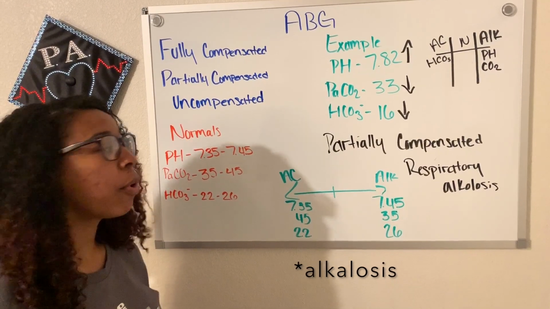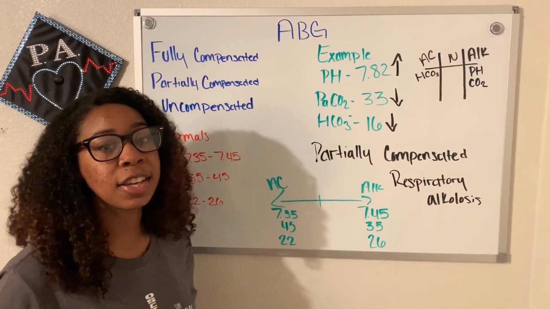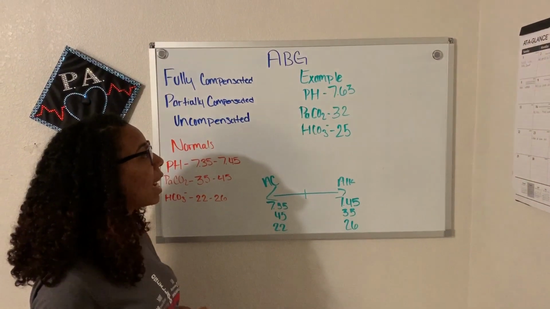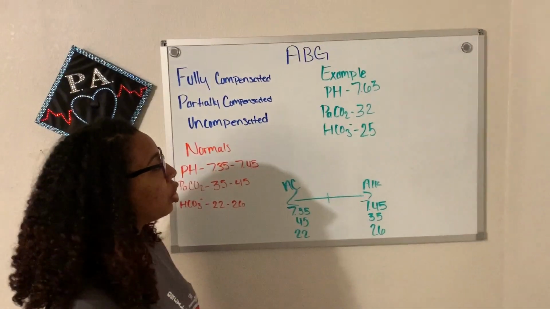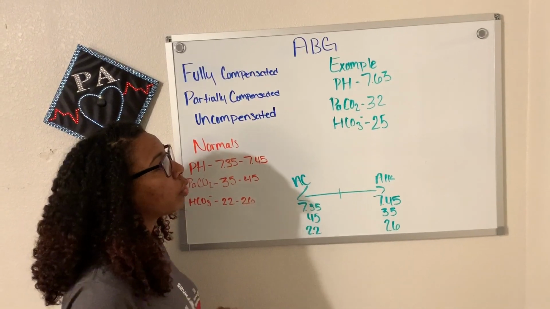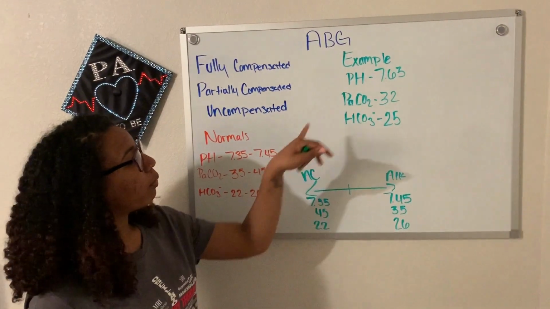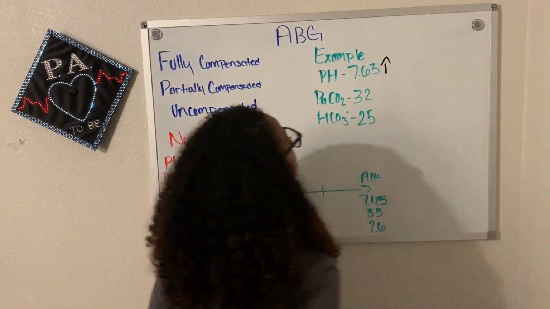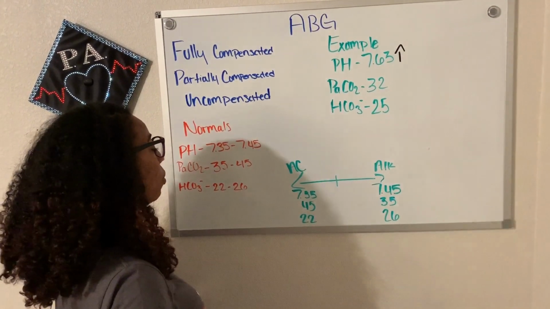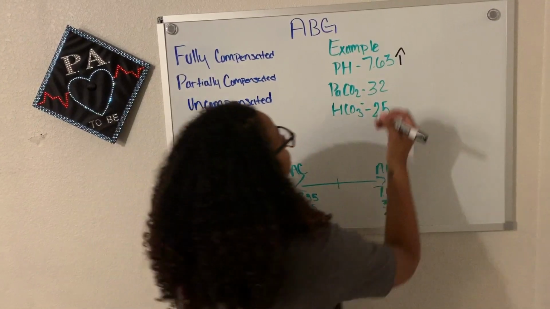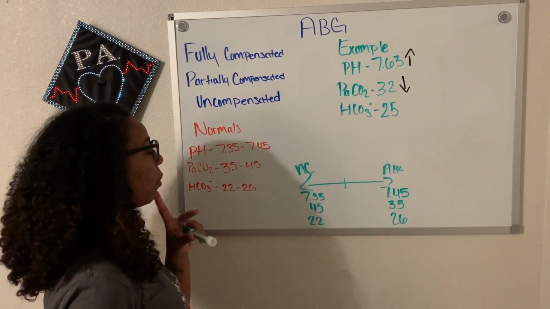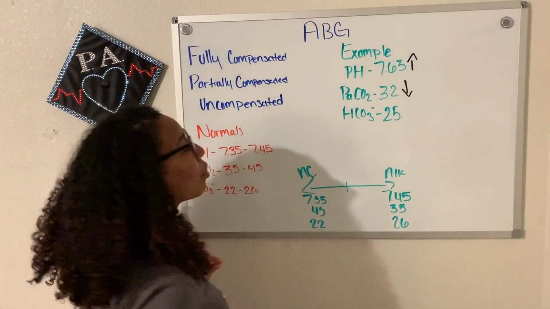We're going to do one more practice problem, and then that's going to be all. So let me go ahead and put the new practice problem up. Alrighty guys, so this is going to be our next question. Is pH normal or abnormal? So it is abnormal. Let's draw our arrow up. Is CO2 normal or abnormal? It is abnormal. So arrow down. Is bicarb normal? Bicarb is normal.